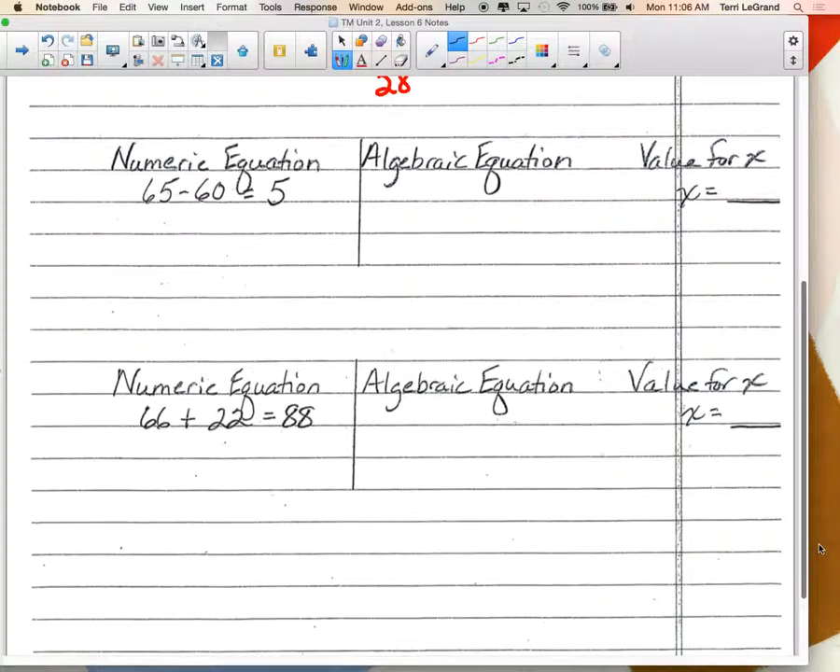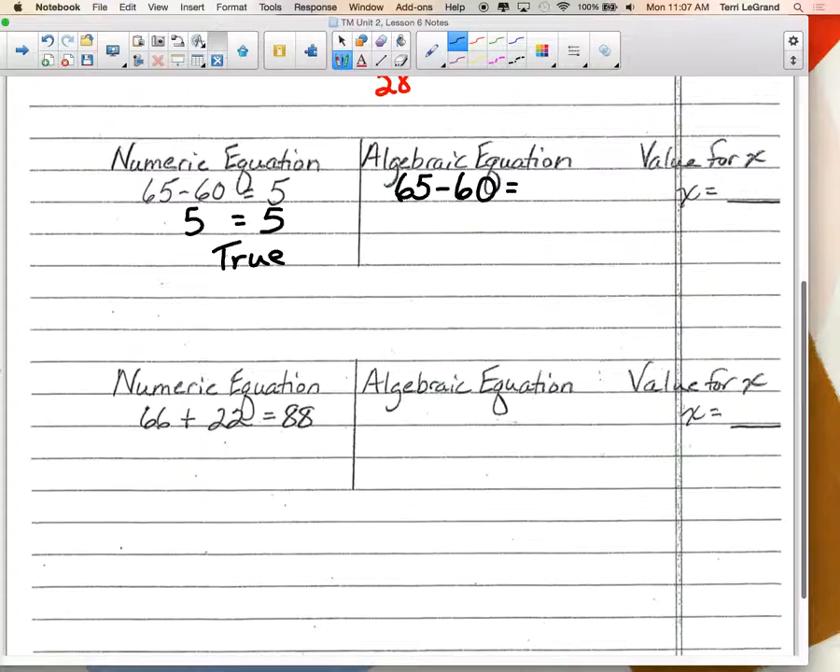We have the numeric equation 65 minus 60 equals 5. Okay, first of all, let's make sure that's a true statement. What is 65 take away 60? 5, okay. So that's true. Okay, good. Well, then we're working with something that's true from the beginning there. So now we're going to take the same expression on the left side. So what's our algebraic equation going to start with? 65 minus 60.